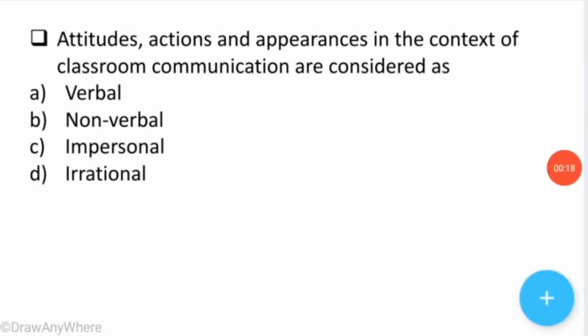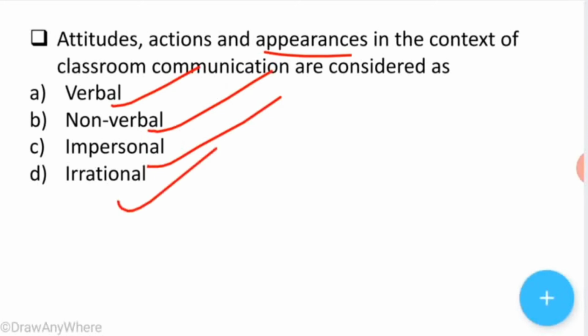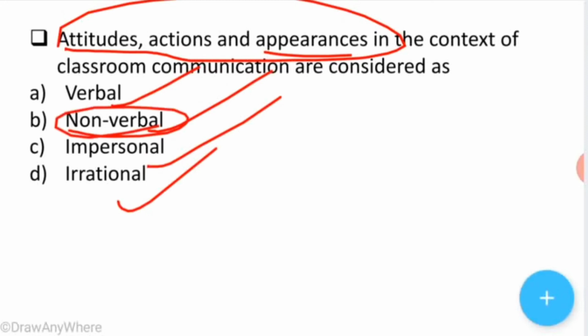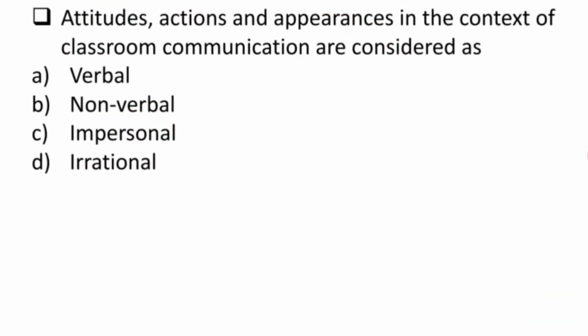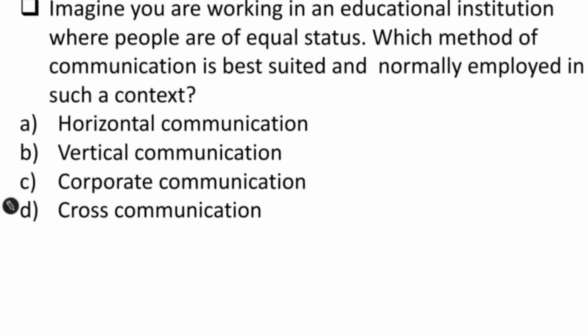Read the question. Attitudes, actions, and appearances in the context of classroom communication are considered as verbal, non-verbal, impersonal, or irrational? Attitudes, actions, and appearances are wordless messages without using any words. So this is non-verbal communication. So option B is the correct answer.